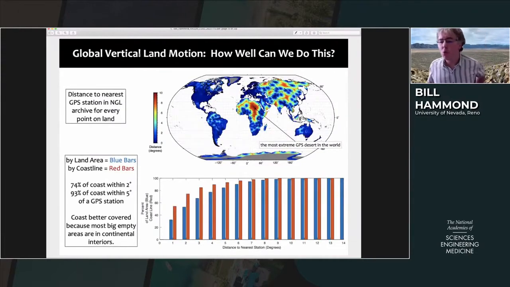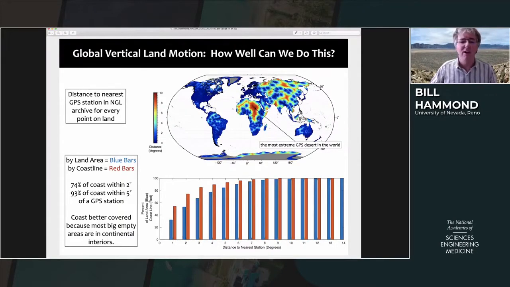Okay, so we want to know how well we are doing, not just on the US scale, but everywhere on Earth where we have this large database of GPS stations. We're going to take some steps to try and assess the database and see how well we can estimate vertical land motion around the Earth's coastlines. So this map here above is based on the locations of the GPS stations. For every point on Earth, what's the distance to the nearest GPS station?